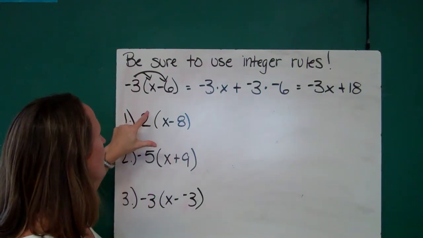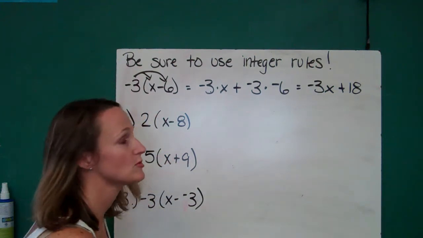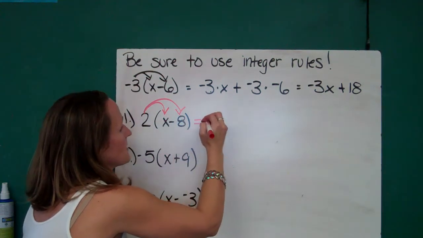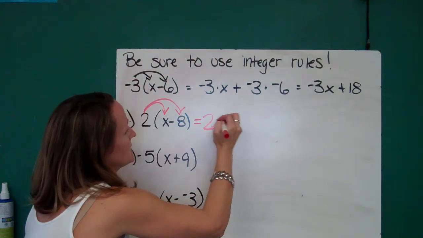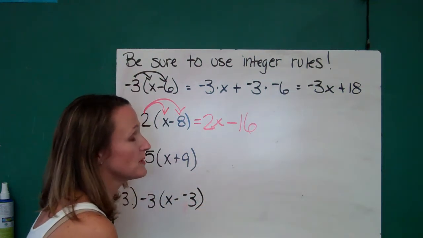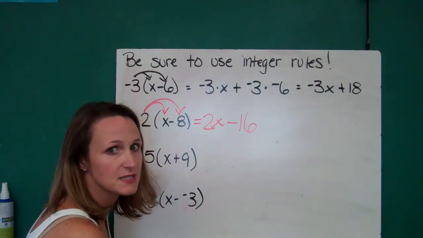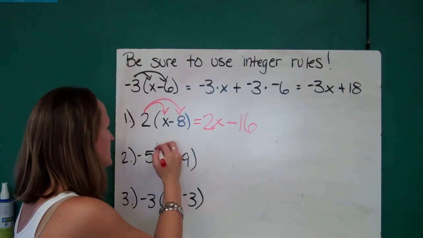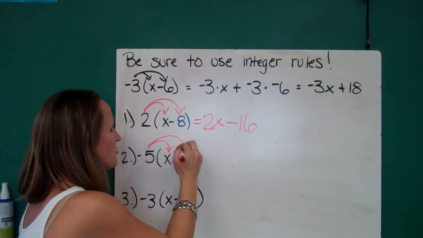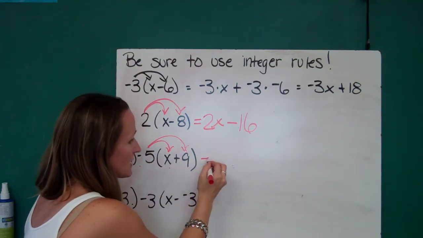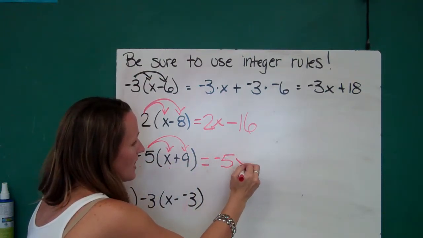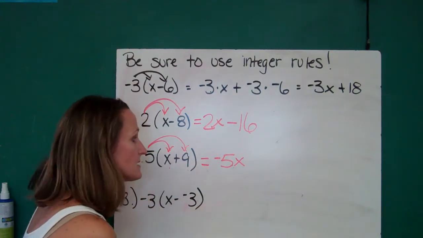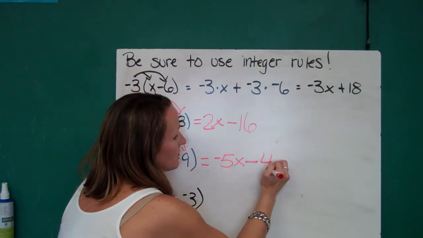So if we look at this one, I don't have a negative out here, so I'm not going to worry about same switch change yet, unless you just want to. But I'm going to distribute, so I get 2x minus 16. If you had done same switch change, you get plus a negative 16. That is fine. What about here? This is a plus, so I don't need to do same switch change. I do, however, need to remember my integer rules. Negative 5 times x just gives me negative 5x. Negative 5 times positive 9, opposite signs, gives me a negative 45 as my answer.